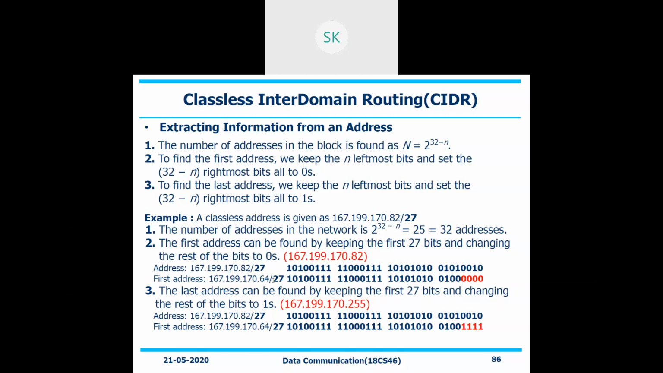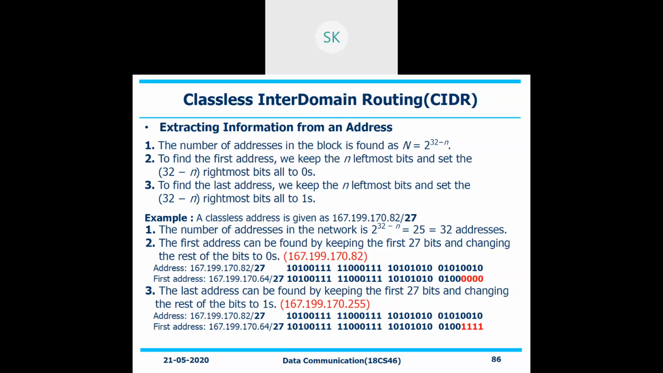So it starts from 170.64 and ends with 170.82. Till that one, how many addresses? 32 addresses will be there. So that's how we can identify the number of addresses that we will have. That block will be based on that particular group. Similarly, the next one will work the same way.